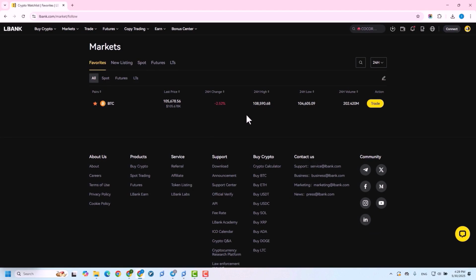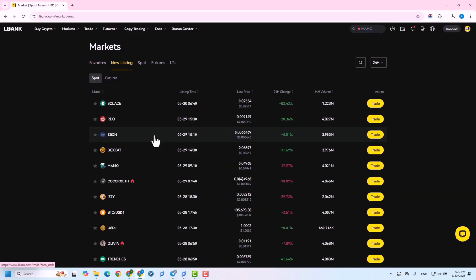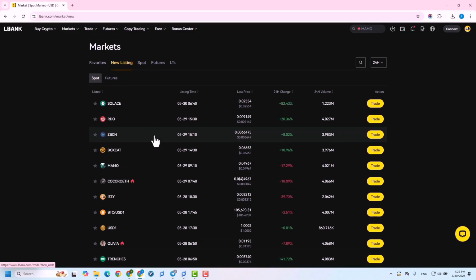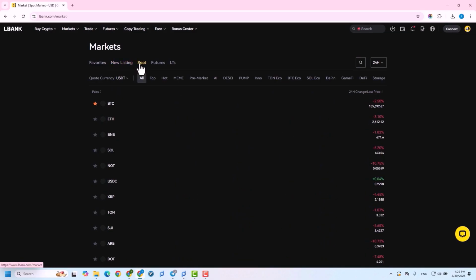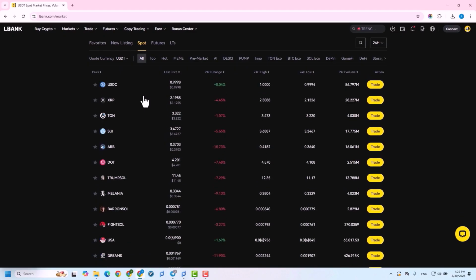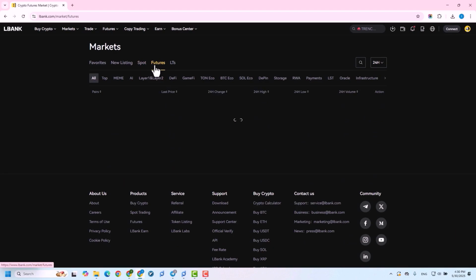The next section is newly listed. This is a list of tokens that have recently been added to the LBank Exchange. You can view them in this section. The next section is related to the spot market, where all cryptocurrencies available for spot trading are displayed, suitable for instant buying and selling. The next option is related to the futures market.